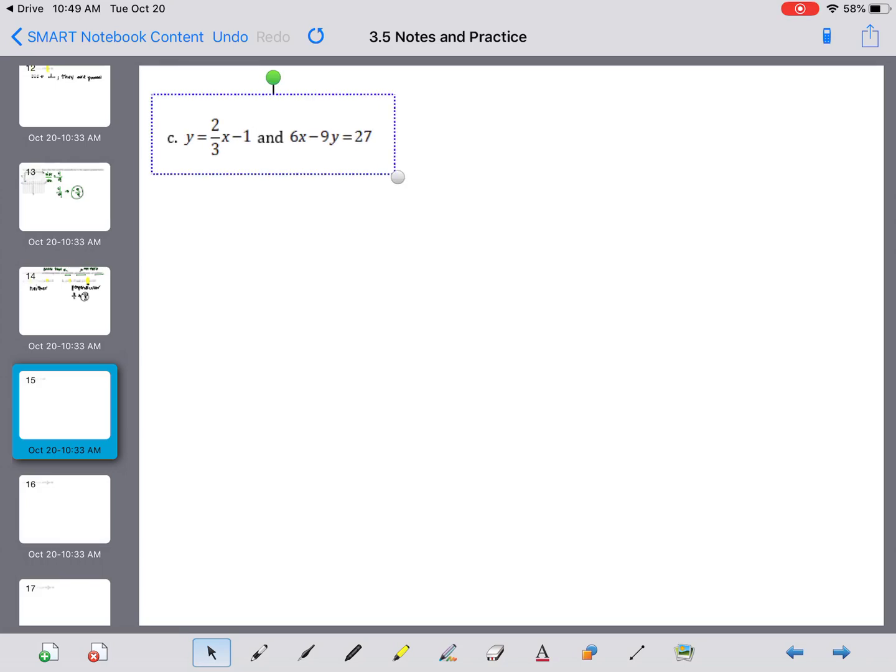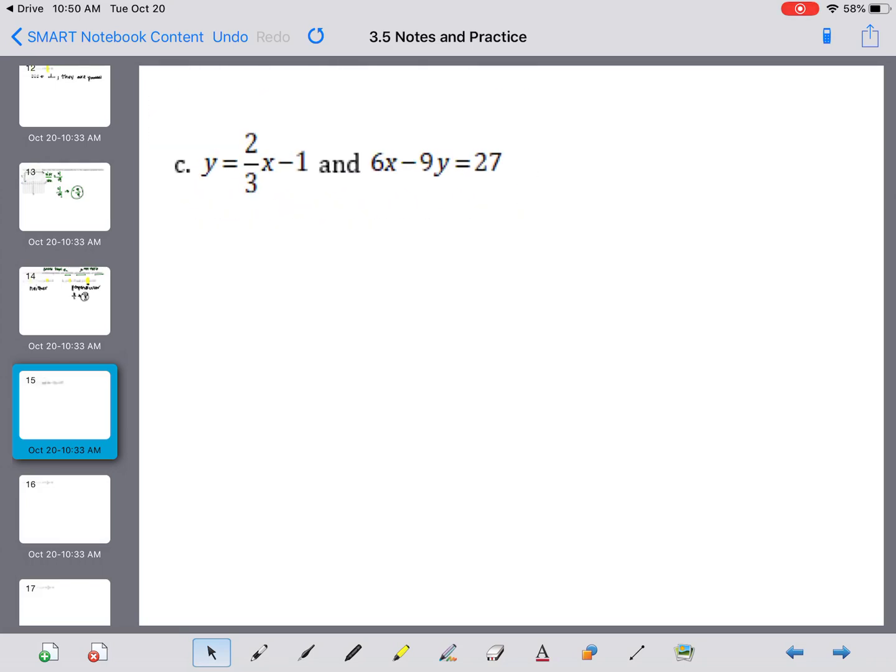If we take a look at C, okay, well, I know the first slope is 2/3. Let's see what we get when we solve. So I'm going to move the 6 over. Again, we got to solve for y to figure out what this slope is. So we get negative 9y equals negative 6x plus 27.